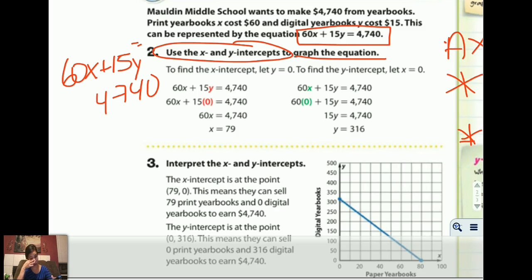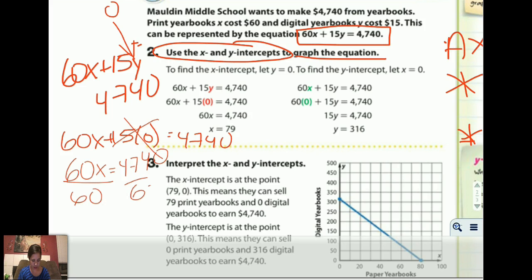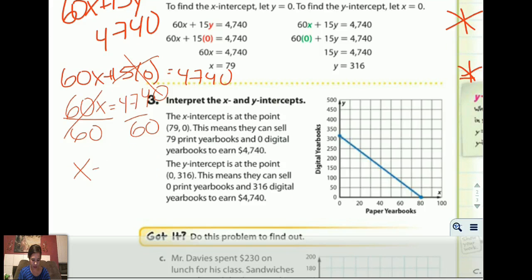Let's go ahead and apply it. To find the x-intercept, I'm going to put in 0 where y is. So instead of y, I'm going to put in a 0. 60x plus 15 times 0 needs to give me 4,740. Well, anything times 0 is 0, so basically that's not there anymore. I have 60x equals 4,740, and we already learned that when there's a variable next to a number, that means they're multiplying. It's algebra. We need to do the opposite. So let's divide by 60 on both sides. So x is equal to 79. I have just found my x-intercept.